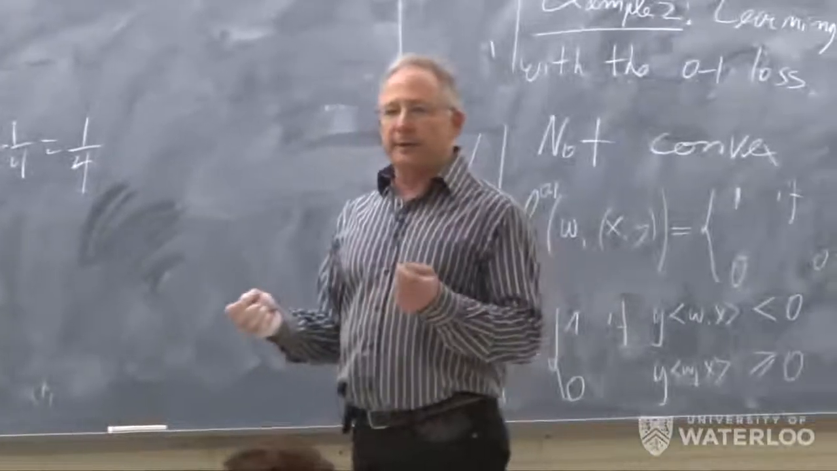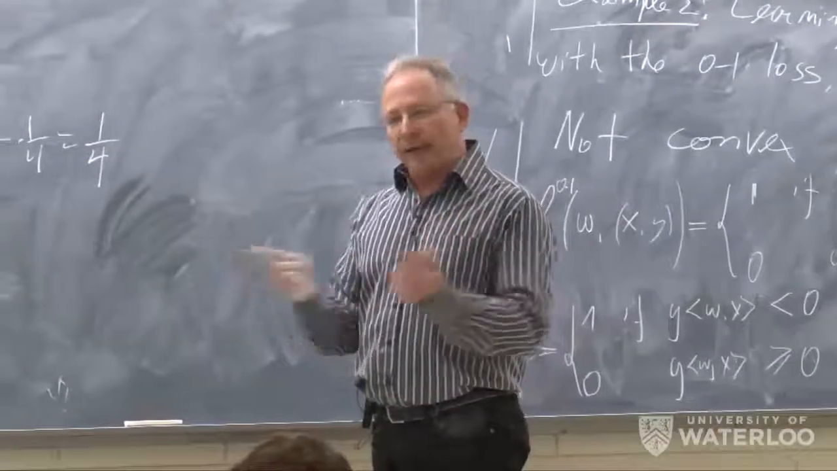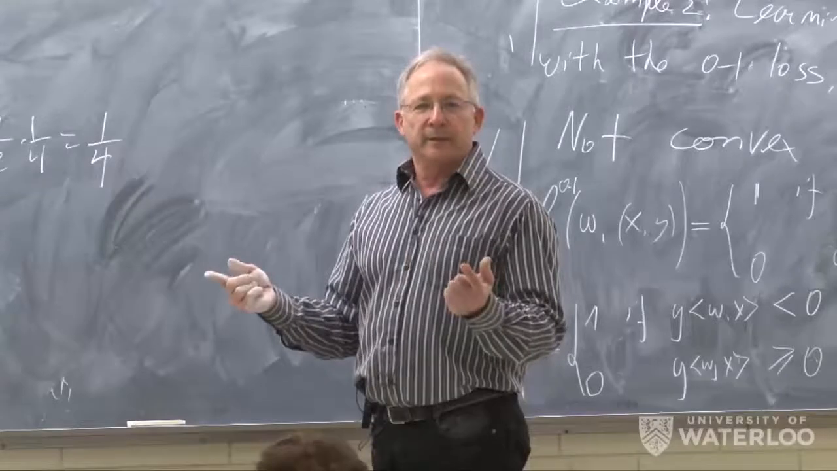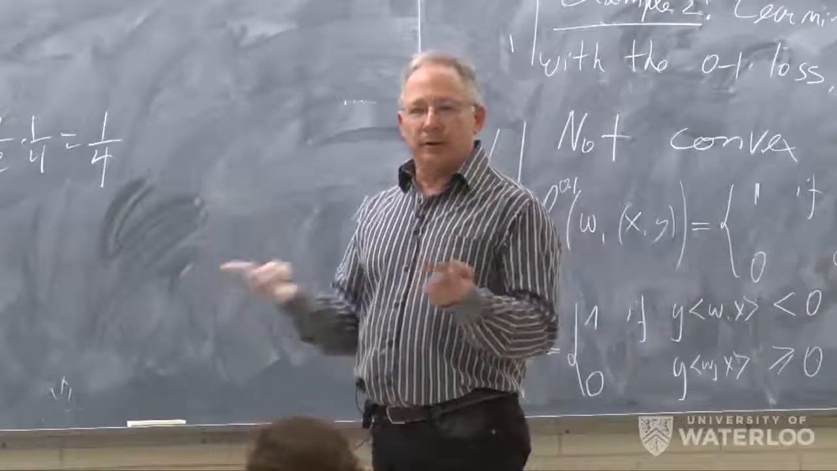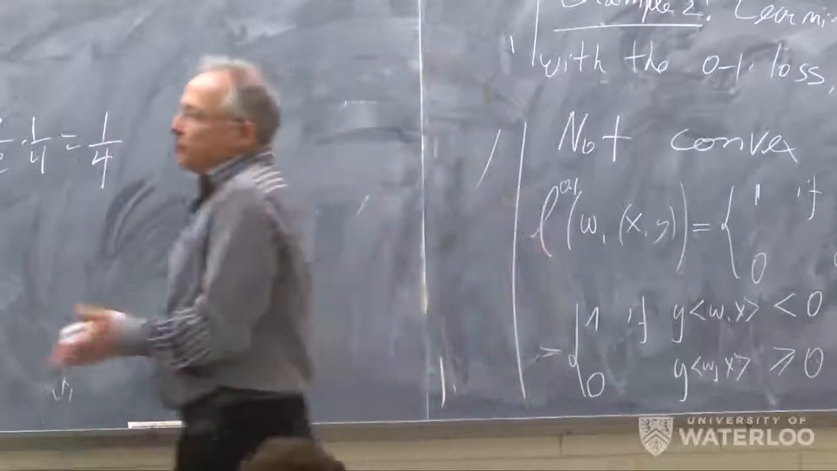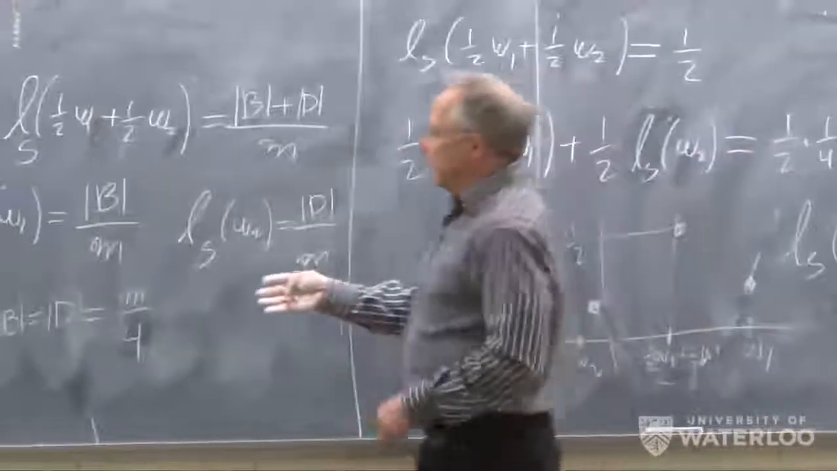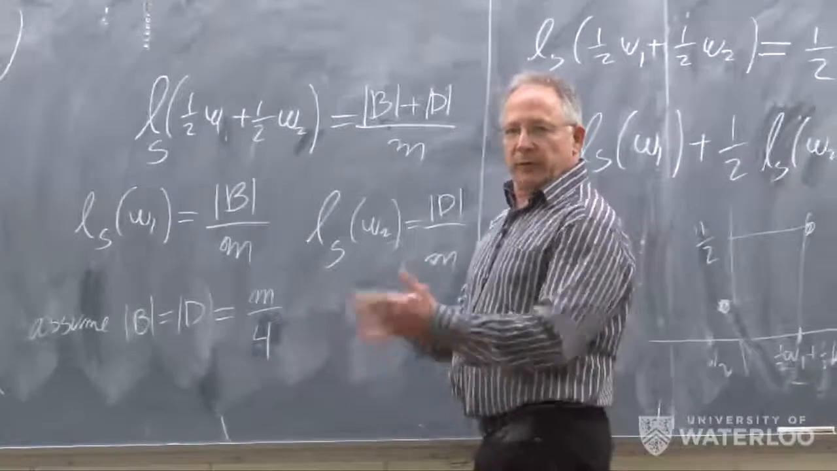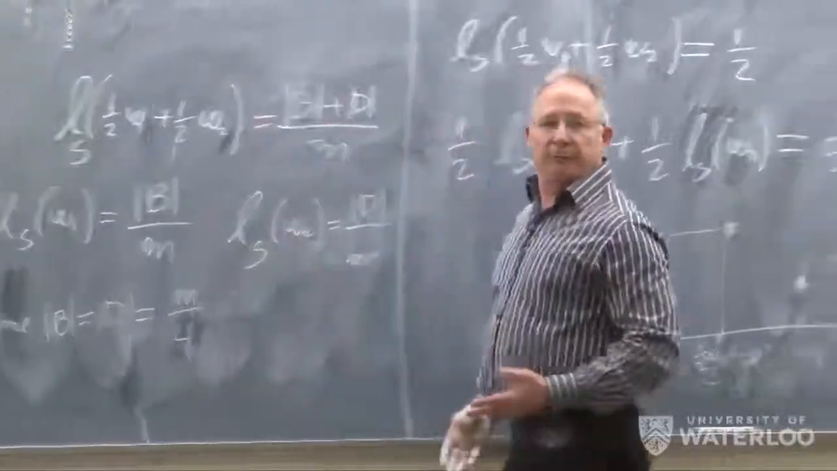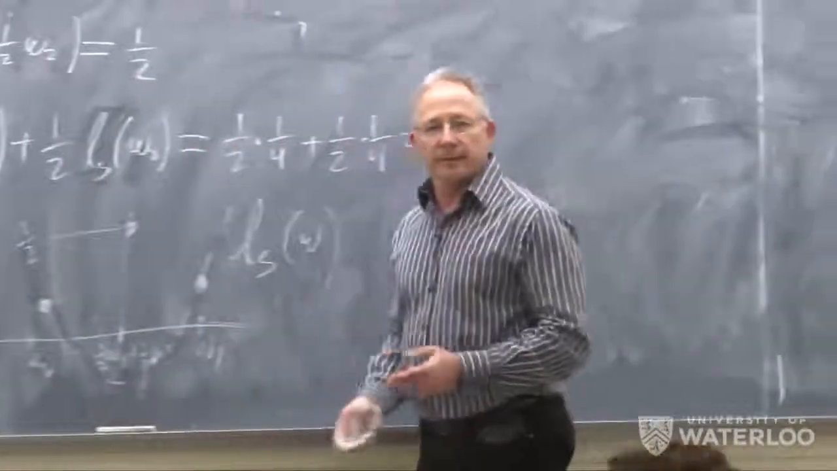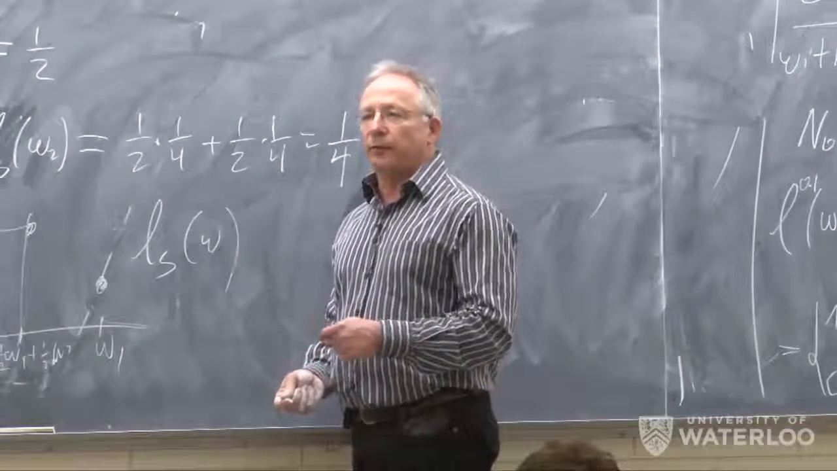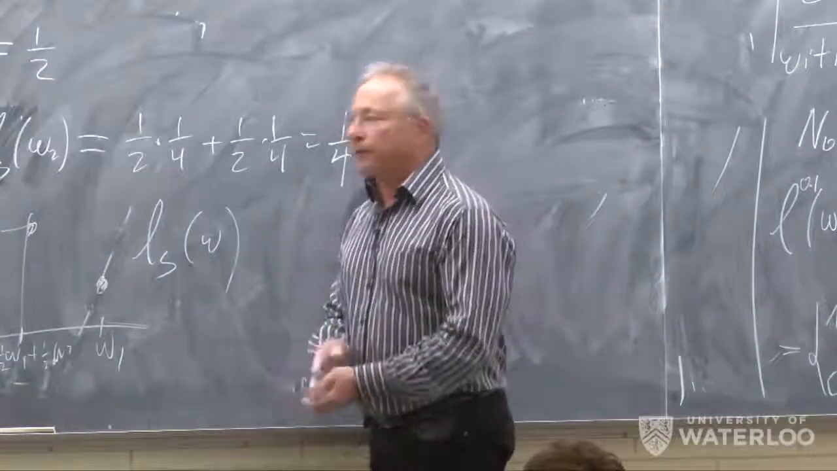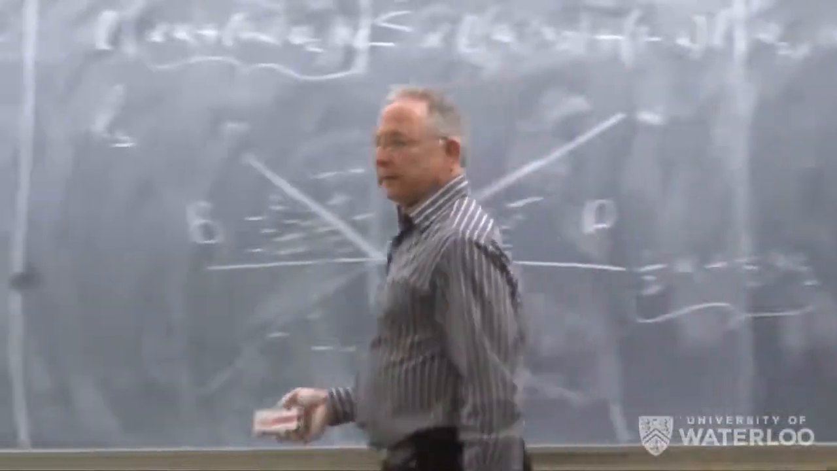A function is convex if you have two good points, you take the average, you cannot get worse. You do at least as good as those two endpoints. And here we had two pretty good points. Each of them had error only a quarter. We took the average, and the error blew up to a half. So this function is not convex. OK, so the 0-1 loss is not convex. So if you want to do 0-1 classification, we need to change the problem somehow.